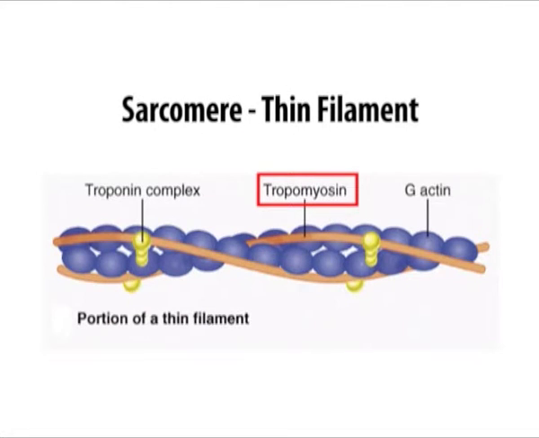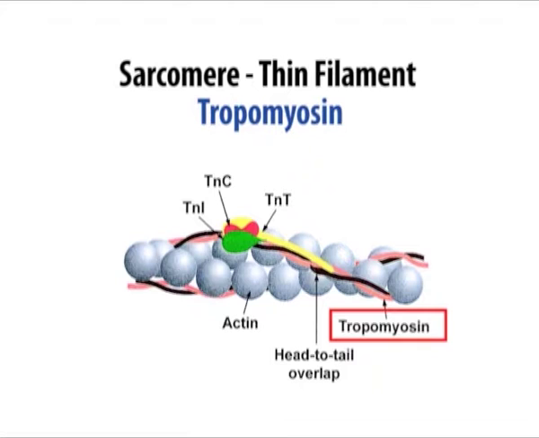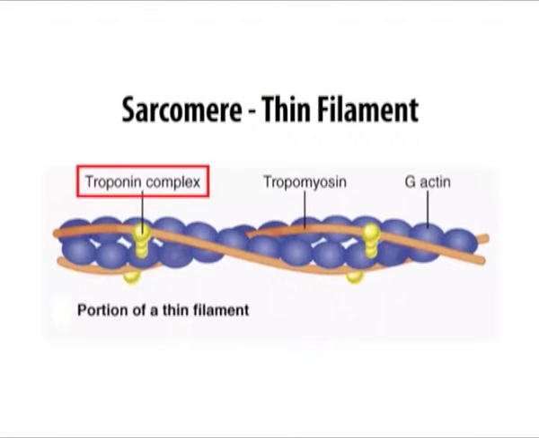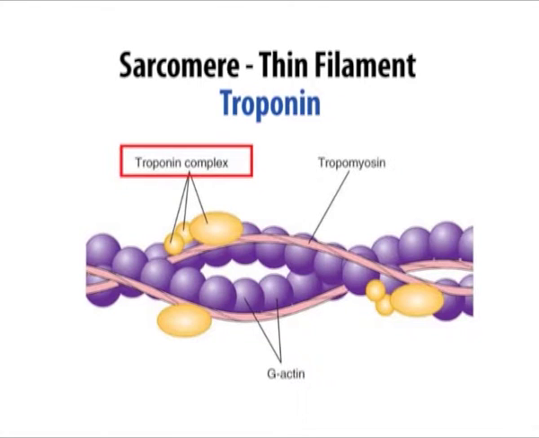Tropomyosin. Tropomyosin is a long protein fiber that wraps around actin and covers the myosin binding sites on actin. Troponin. Troponin is bound very tightly to tropomyosin and moves it away from myosin binding sites during muscle contraction.